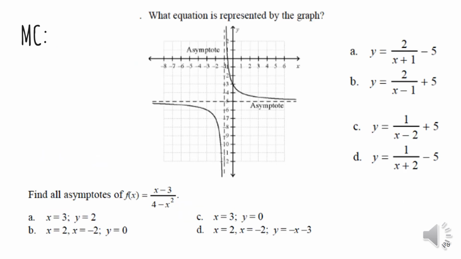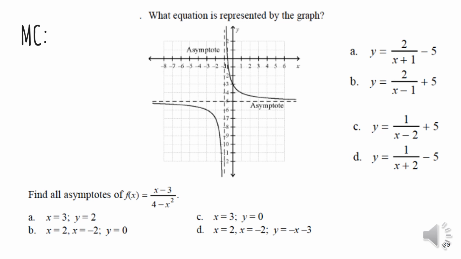Looking at the graph, which equation is represented by the graph? Well, I see that there is a vertical asymptote at -1 and a horizontal asymptote at -5. So let's look for our vertical asymptote at -1. Vertical asymptote was where the denominator equaled 0, which means that when I plug in -1, my denominator should be 0. So let's go through our answer choices.